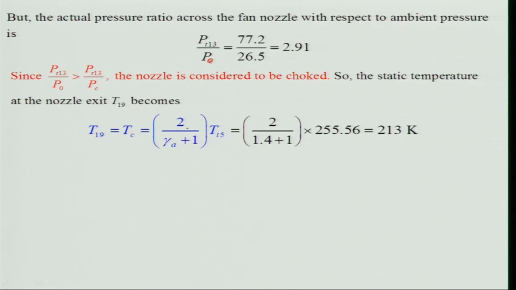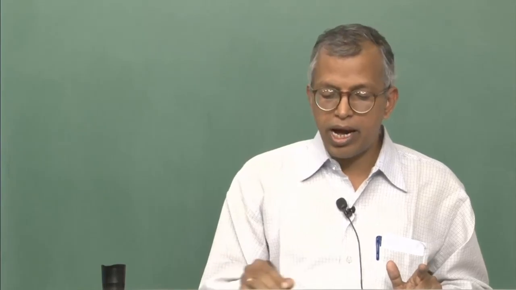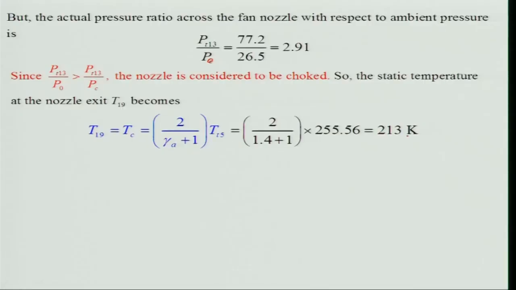T19 is equal to 2 divided by gamma c plus 1 times TT13. Keep in mind that we are using gamma c here, but gamma a could have been used as well, because we are not adding any heat. So that correction has to be made, and then you will get 213 Kelvin: 2 divided by 1.4 plus 1 times 255.56 is 213 Kelvin. You got my point there.